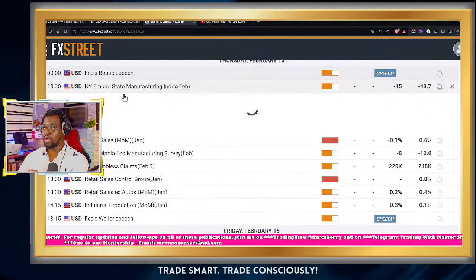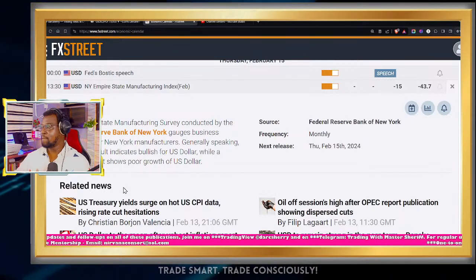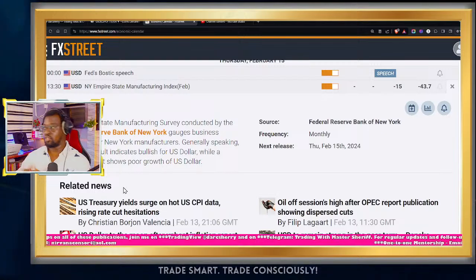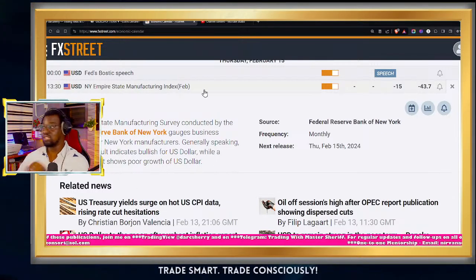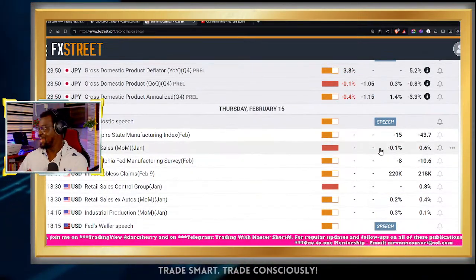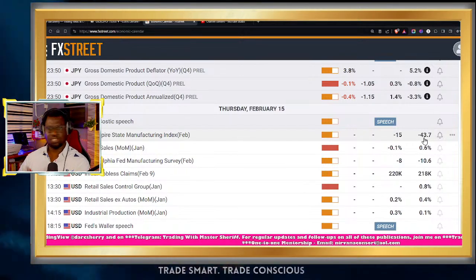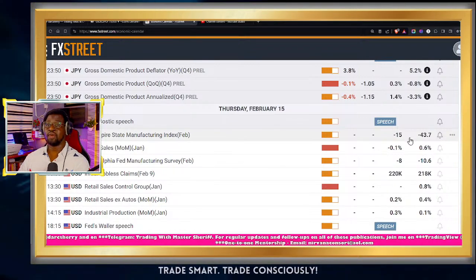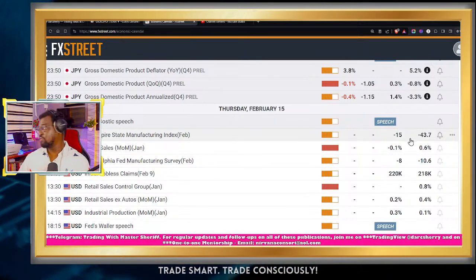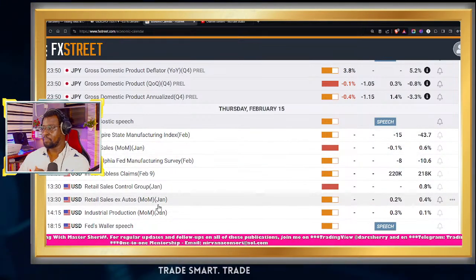Then we have the New York Empire State Manufacturing Index, which gauges business conditions for New York manufacturers. Generally speaking, a positive result here indicates bullish for the US dollar, while a negative result will definitely portray a contraction in that sector. The previous data came in at a deficit of 43.7, which wasn't very impressive at all. Based on what is on the ground, economists are projecting a little bit of contraction, though still a little bit on the downside, at a deficit of 15. So we look forward to see what the actual data is going to be on that one.